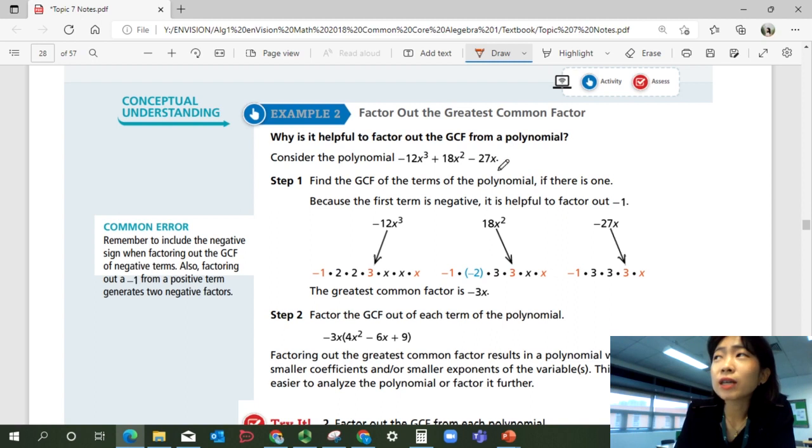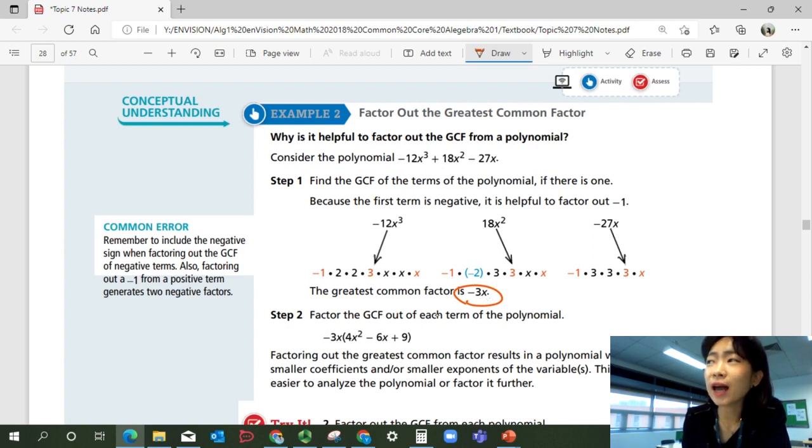So first, let's look at this example: negative 12x cubed plus 18x squared minus 27x. The GCF for each term would be negative 3x. That means we can factor out the GCF from each term. We're going to divide each term by negative 3x and get a simpler polynomial, and then we can multiply all of that by the greatest common factor, and that's still going to equal our polynomial. Does that make sense?